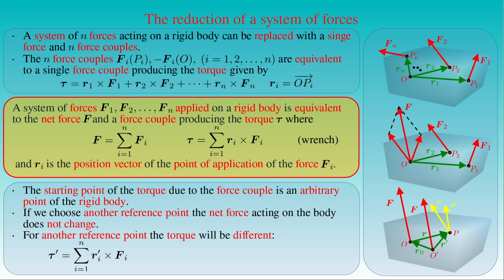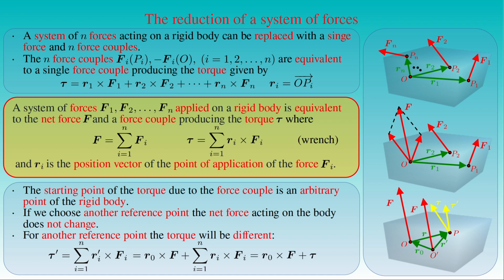We proved that this vector sum can be written as the cross product of the vector R0 pointing from the new reference point O' to the reference point O and the net force F, plus the sum of the cross products of the position vector Ri and the force Fi from i equals 1 to n. Since the second term is just the torque τ, we see that τ' and τ are generally different.